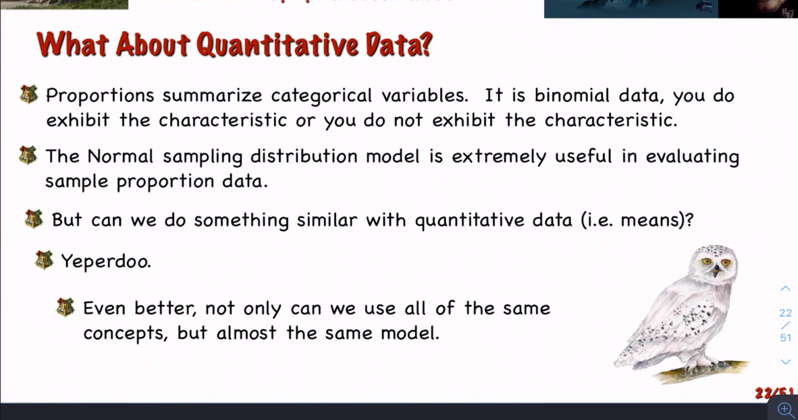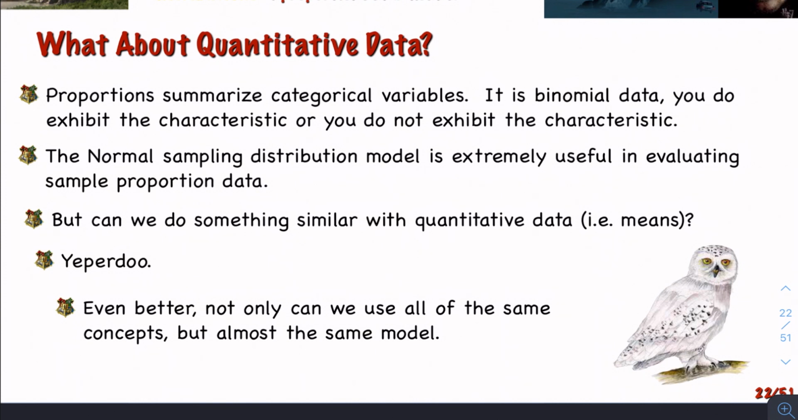So you might be asking yourself, what about quantitative data? And this is where we're going to pause the video, because we first talked about categorical data. We talked about proportions. So proportions summarize categorical variables. That's binomial data. You do exhibit a characteristic or you do not exhibit a characteristic. The normal sampling distribution model is extremely useful in evaluating sample proportion data. But we can do something similar with quantitative data, i.e. means, when we have units of measure.